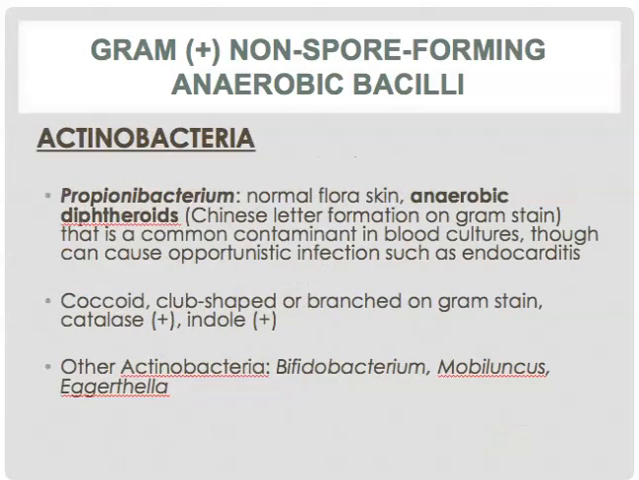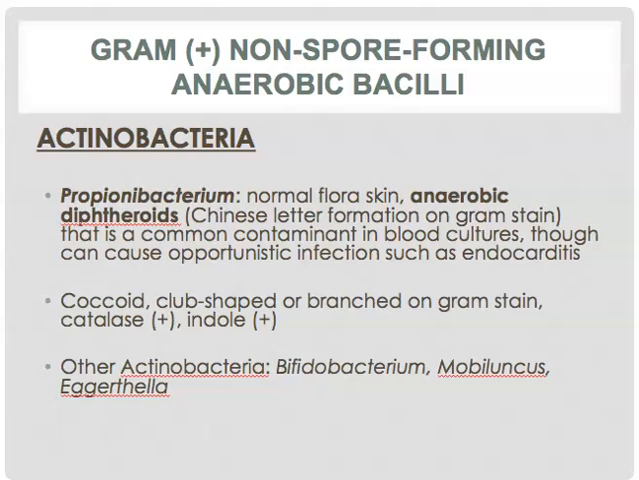Okay, Propionibacterium is normal skin flora. This one is what they refer to as anaerobic diphtheroids. Remember, we talked about diphtheroids in our aerobic gram-positive rod lecture. On the gram stain, they form what they call Chinese letter formation that can have the shape of a V or an L. It's a common contaminant in blood cultures, but it can cause opportunistic infections such as endocarditis. You'll have a coccoid, club-shaped, or branched morphology on the gram stain, and it is catalase and indole positive.